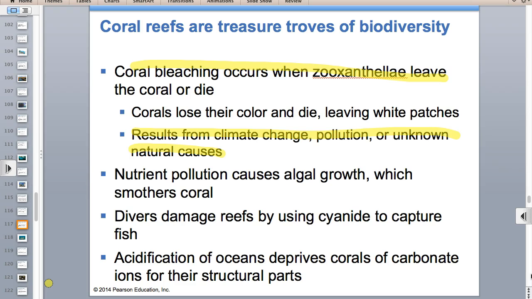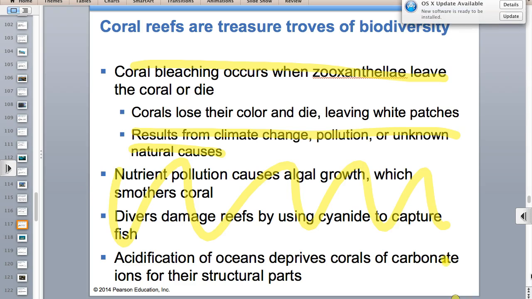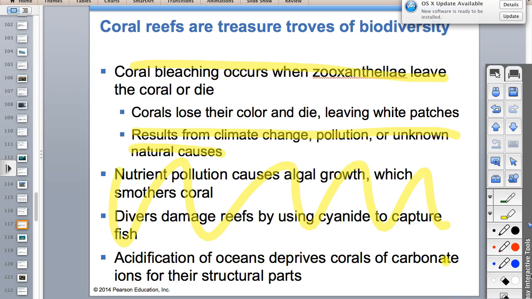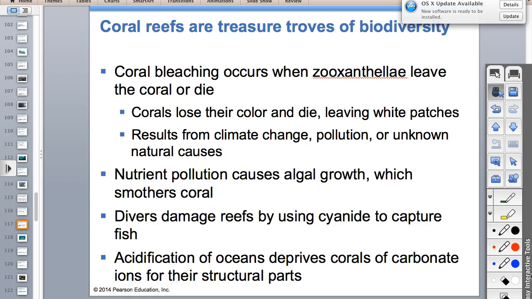I just said all this. It can also be algae blooms, which can smother coral. Don't want to smother coral. And then the ocean acidification, like I said, keeps the actual reef structure, the skeleton made out of calcium carbonate, from forming, or it dissolves it once it's in place.